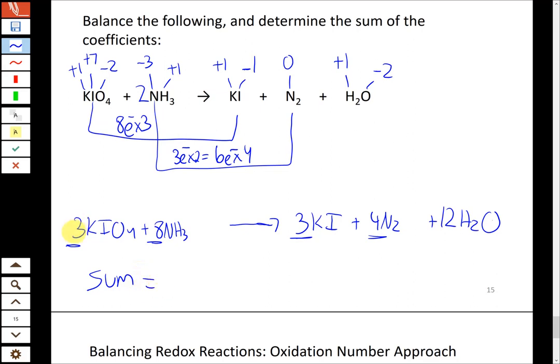So the sum is going to be 3 plus 8 is 11, plus 3 is 14, plus 4 is 18, plus 12 is 30. So the sum of the coefficients that we would report is 30 for this one. It's not likely you would guess that number correctly, so that's often why we ask questions in this way.